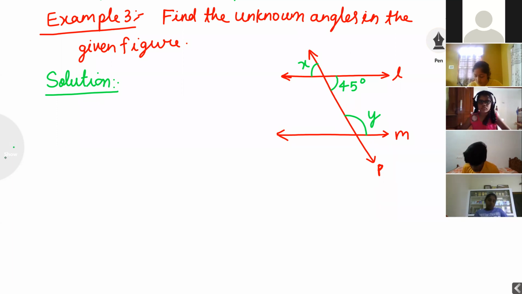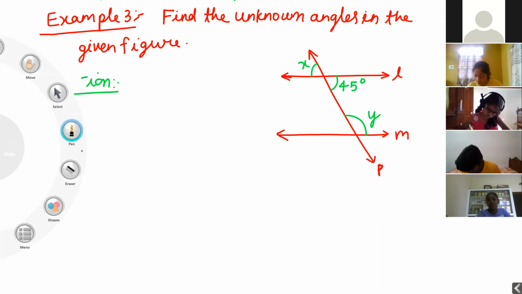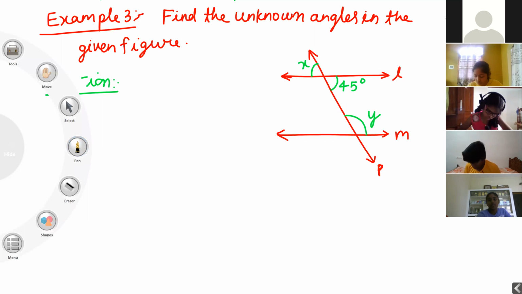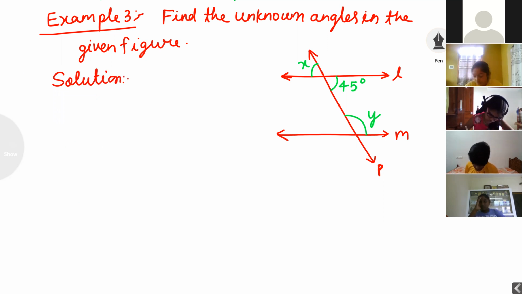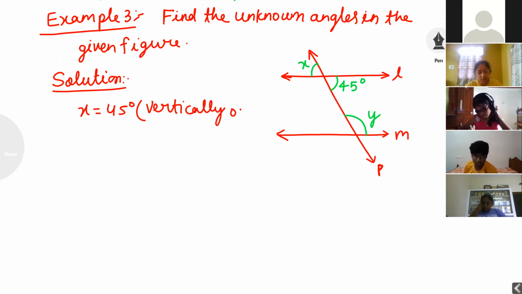45 degrees is opposite to x. The value of x is 45 degrees. X is equal to 45 degrees, vertically opposite angles.